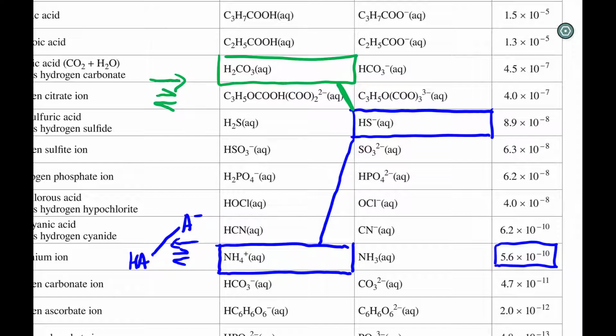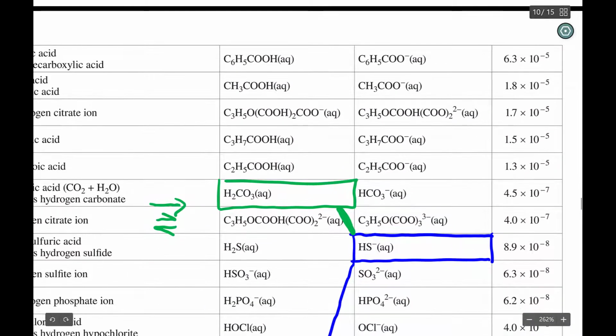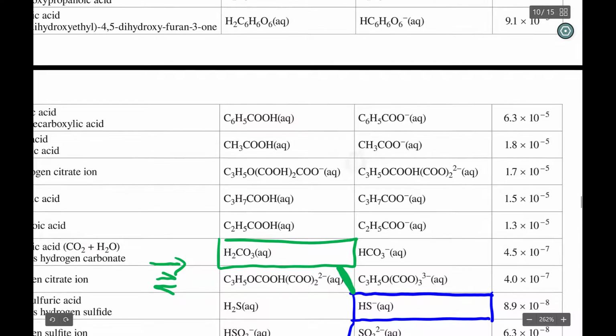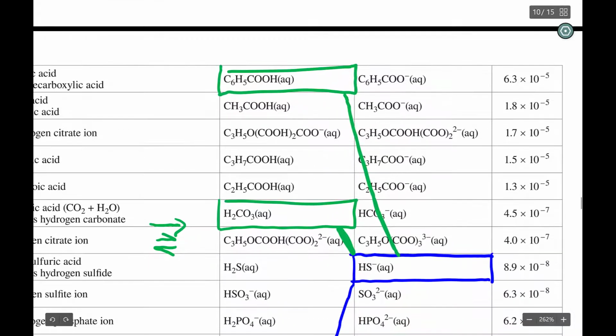This would probably favor the products, but very little, as the difference in height between the two is very small. So this would favor the products, but probably not a lot. Whereas if I had HS minus reacting with something higher up the table, this would also favor the products, but you would actually have more products than if you were reacting it with H2CO3.